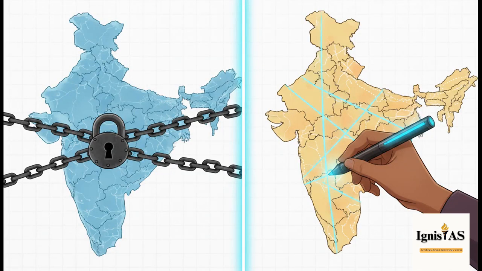Now, this is a really important detail. The freeze only applied to the total number of seats each state gets in the Lok Sabha. It didn't stop the redrawing of boundaries inside those states. In fact, a commission back in 2002 did just that. It readjusted the constituency lines within each state to balance out population shifts, but it kept each state's total seat count exactly the same as it was in 1971.